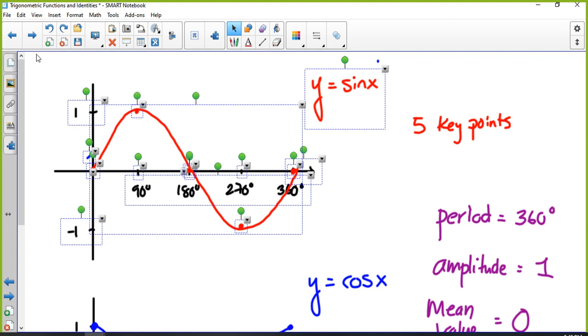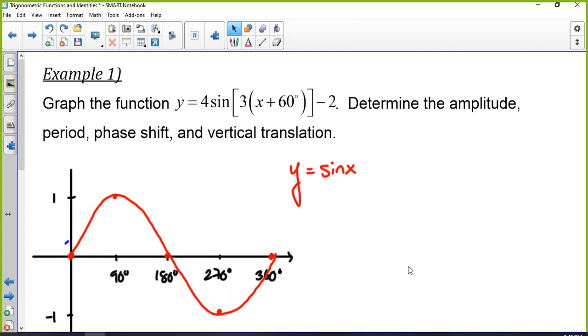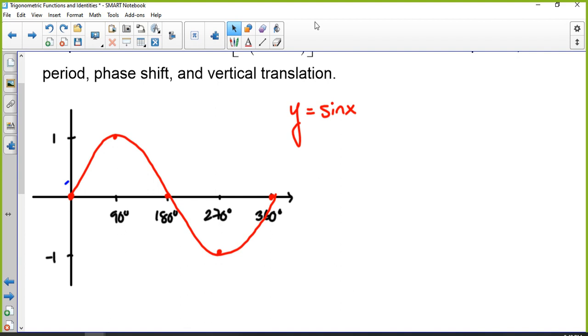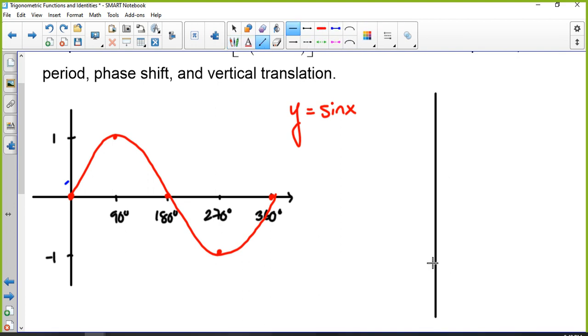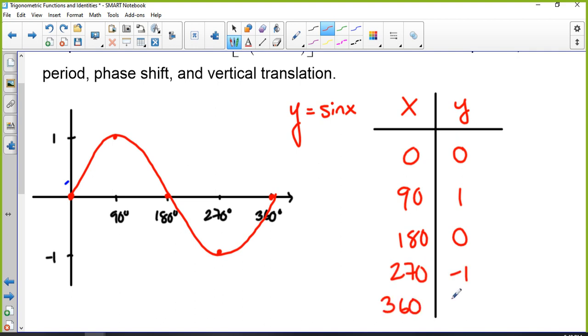And we're going to get the coordinates of those 5 key points. All right. So that's the graph of y equals sine x. And I'm going to make a little table of values. x and y: these points are 0, 0. That's this point here. Then the next point is 90 degrees and 1, 180 degrees and 0, 270 degrees and -1, and 360 degrees and 0. Here are my 5 points.